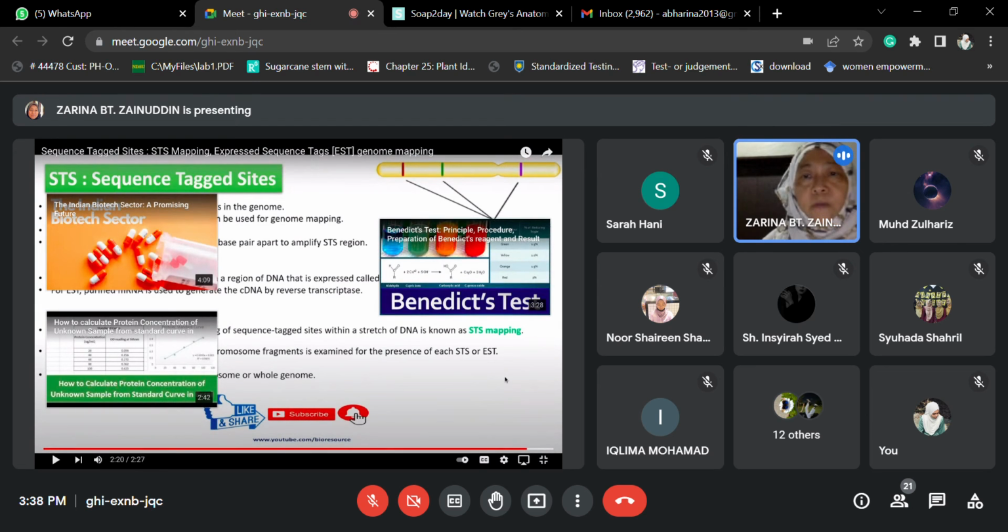Okay, so for EST, as the name says, expressed sequence tag, we will isolate the RNA, mRNA, and convert it to cDNA. Then we study the EST.